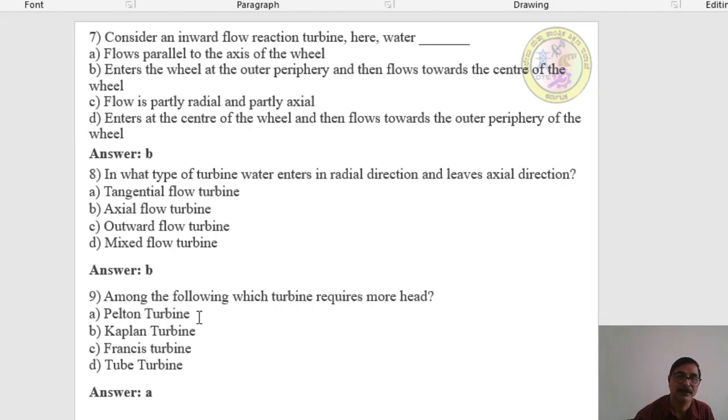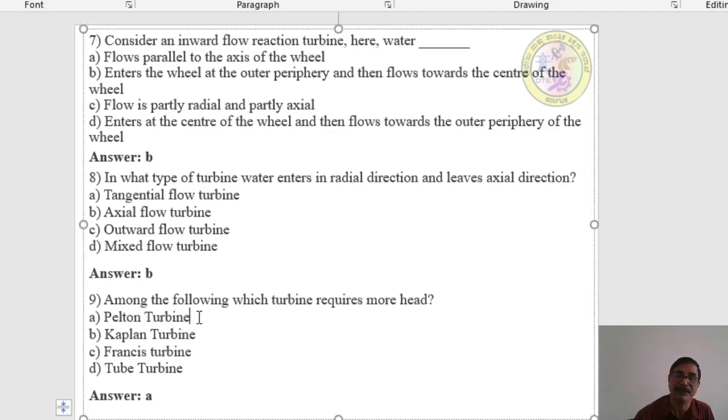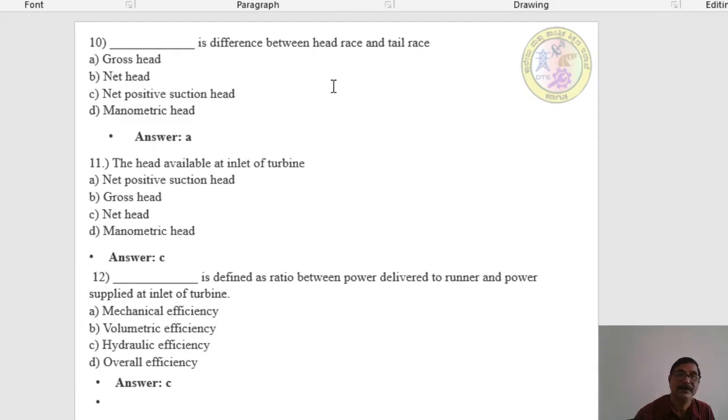Next, ninth question. Among the following, which turbine requires more head? Pattern that we have already studied in classification of turbines. Question number 10. Dash is the difference between head race and tail race. That is gross head.